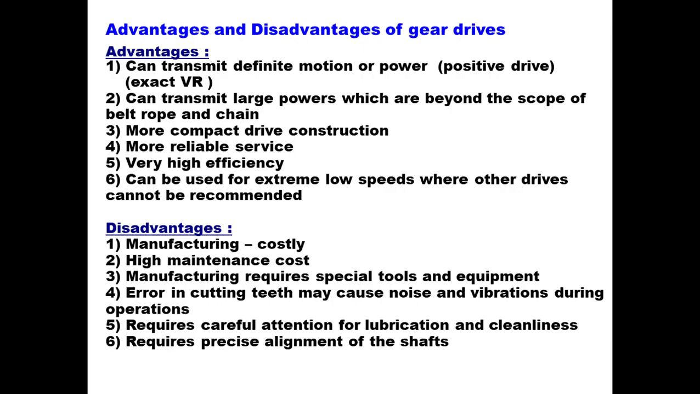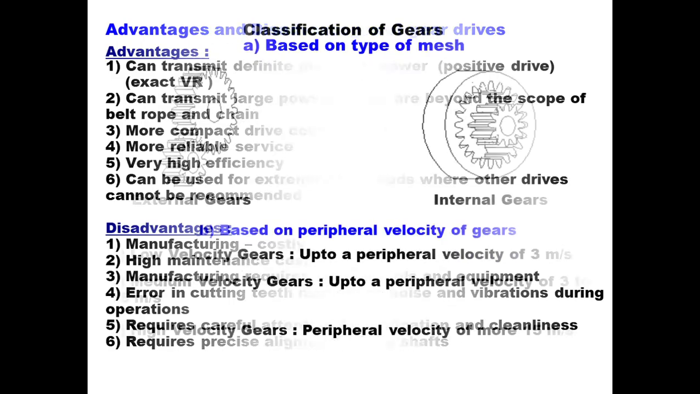So the shaft has to be precisely aligned so that it can transmit the power, and we have to check the clearance also. Even after matching the gear teeth, we see how much the clearance is, whether the gear has to be changed or not. So these were the advantages and disadvantages.